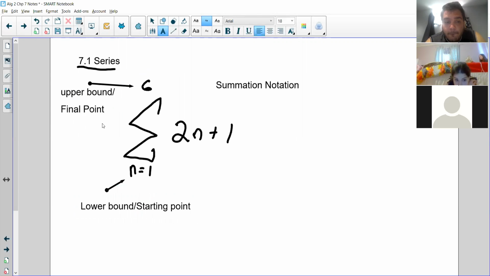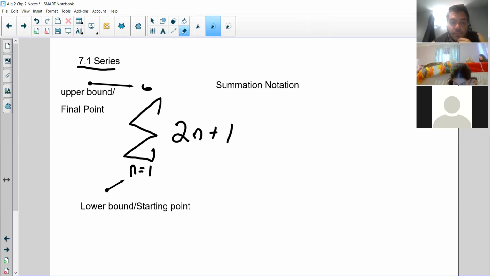That's 6. That's the number. These are always going to be numbers. So n equals 1 on the bottom, 6 on top. Okay.